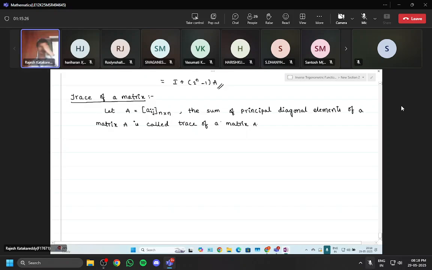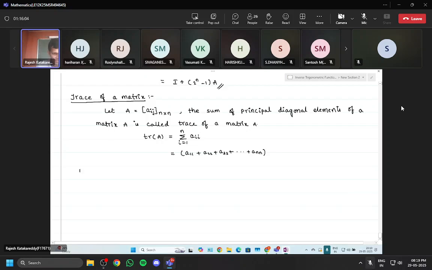See, trace of a matrix will be denoted as TR. Trace of matrix A will be equal to, with the help of summation, sigma i starting from 1 going till n, a_ii. Without the summation, that will be a11 plus a22 plus a33 and so on. The sum of all principal diagonal elements is known as the trace of a matrix.